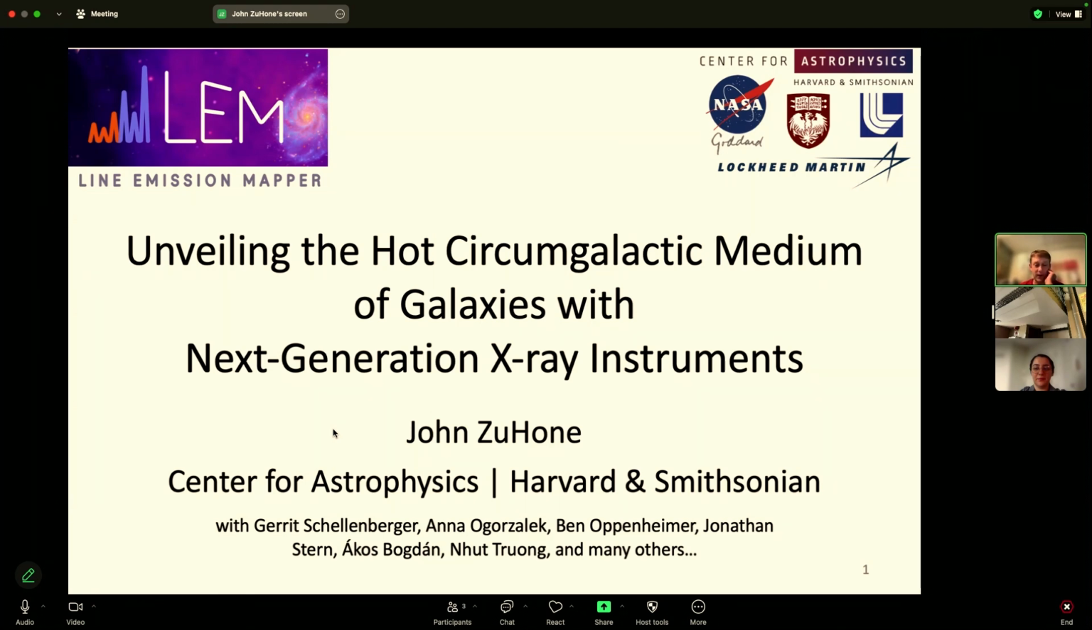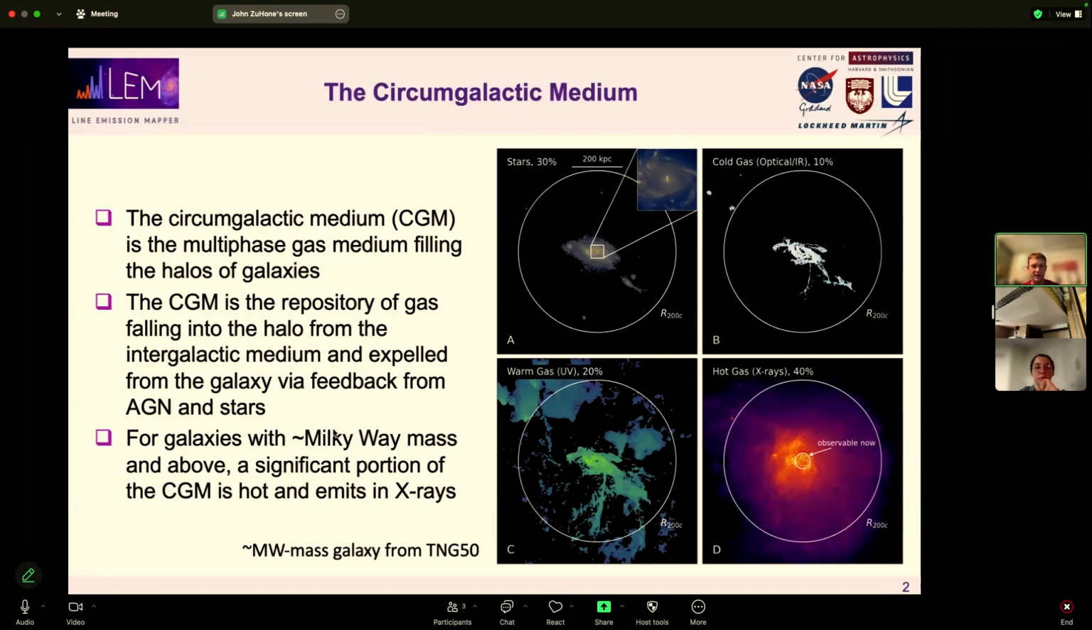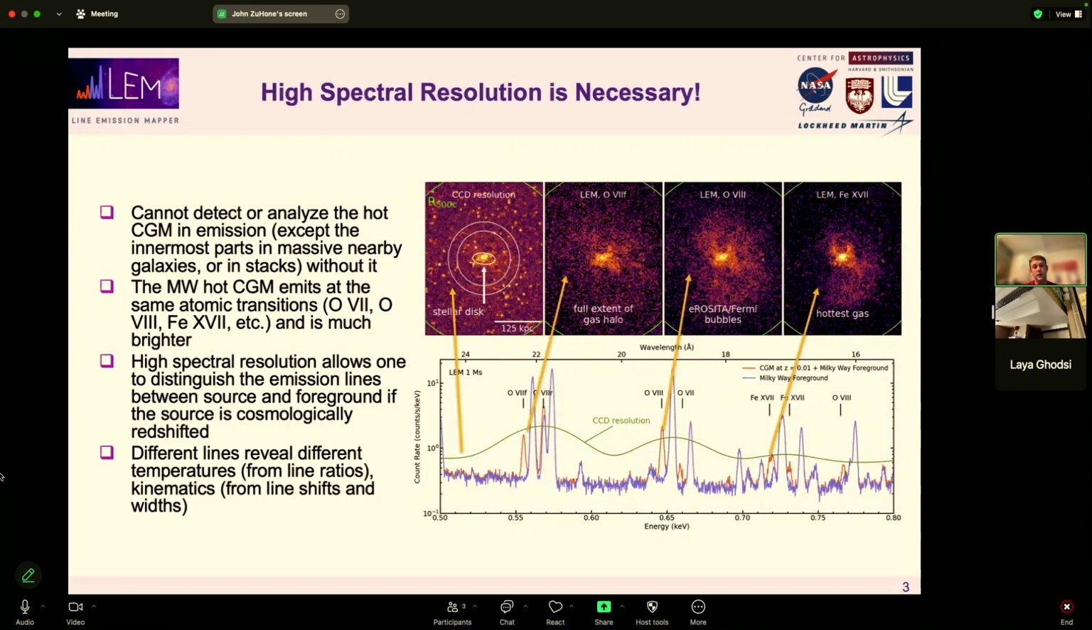So I want to talk about one particular phase of the multi-phase CGM, and again, I don't think we need to motivate the fact that the CGM is multi-phase. We've got plenty of evidence for that, in all different wave bands. But for massive galaxies, and here I'm just saying massive galaxies with Milky Way mass and above, a significant portion of the CGM is hot and emits in X-rays. And yet we know very, very little about this phase, which is very important and possibly dominant in some of those massive galaxies. And that's because of just the limitations of our current instrumentation.